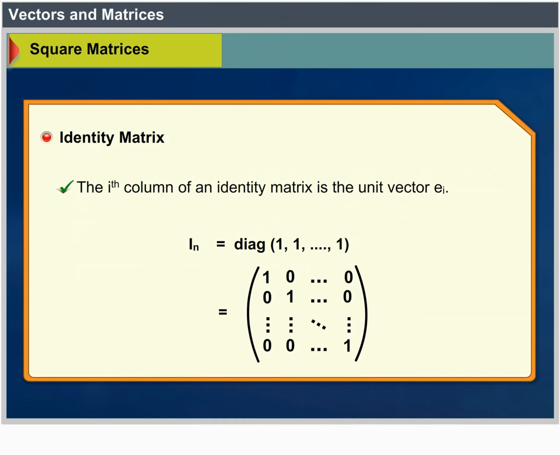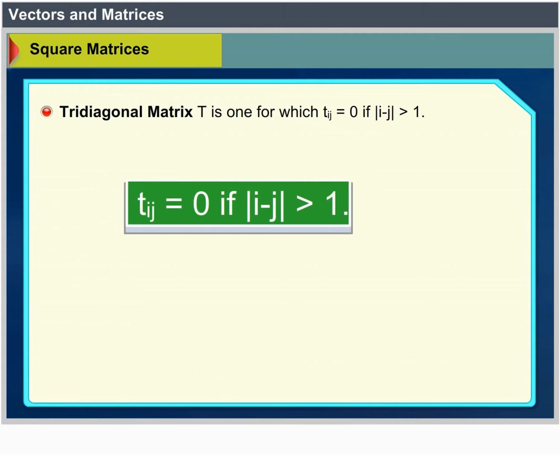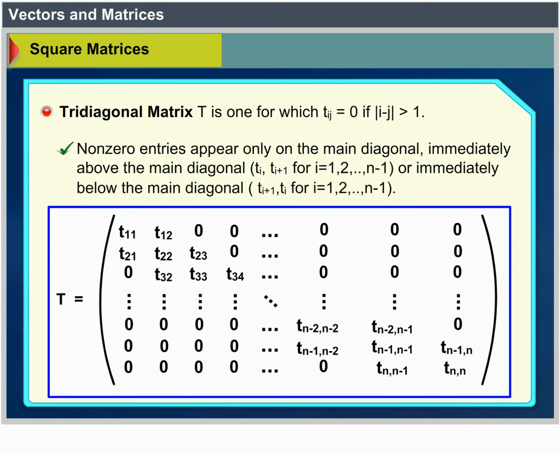Tri-diagonal matrix. A tri-diagonal matrix T is one for which T_ij = 0 if |i - j| > 1. Non-zero entries appear only on the main diagonal, immediately above the main diagonal, T_(i,i+1) for i = 1, 2, up to n-1, or immediately below the main diagonal, T_(i+1,i) for i = 1, 2, up to n-1. The tri-diagonal matrix is shown here.